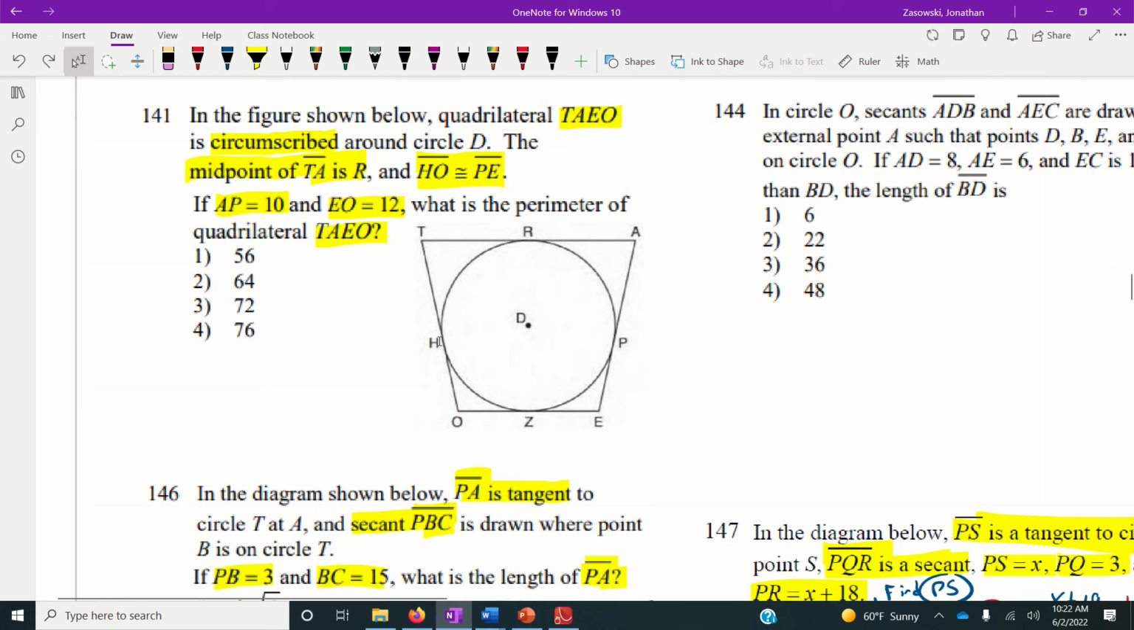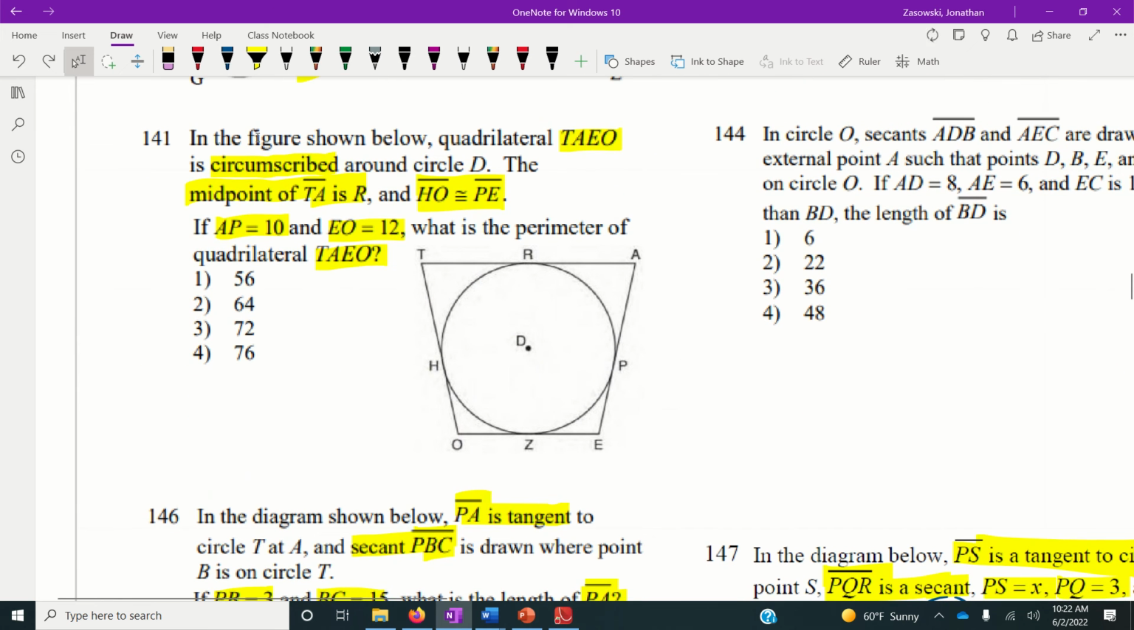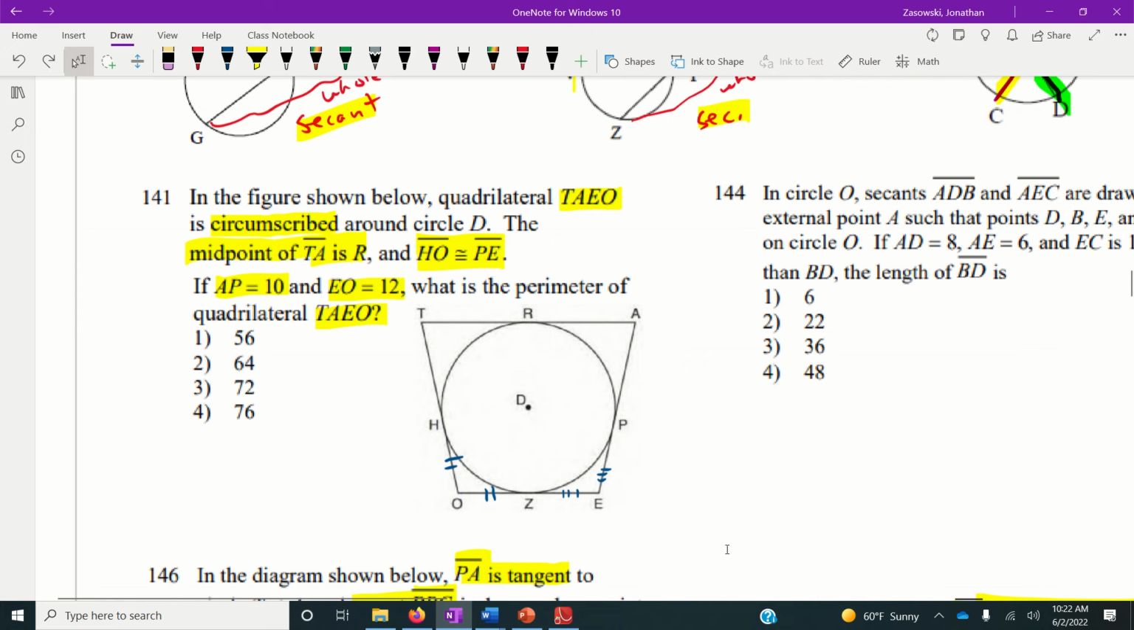Now, in 141, we know a few things. Number one, we know that R is the midpoint of TA. And we know HO is congruent to PE. We know AP is 10, EO is 12, and we are trying to find the perimeter of that quadrilateral. So, key thing, because of the hat rule, we are going to know that these two lines, PE and EZ, are equal, and HO and OZ are equal.